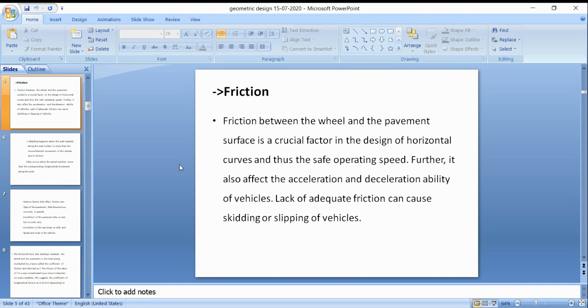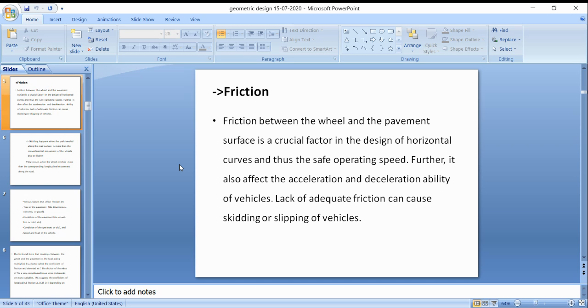So what do you mean by friction? Friction between the vehicle and the pavement surface is a crucial factor in the design of horizontal curves and thus the safe operating speed. When the vehicle is passing on the curves, friction is important, because there we are getting a super elevation factor. So in order to see that super elevation, we have to see the friction. This is also an important factor in designing of the roads.